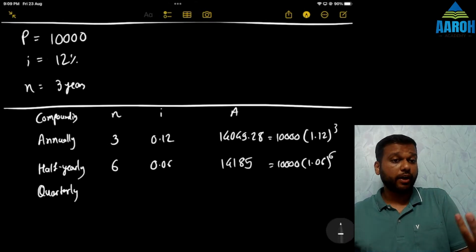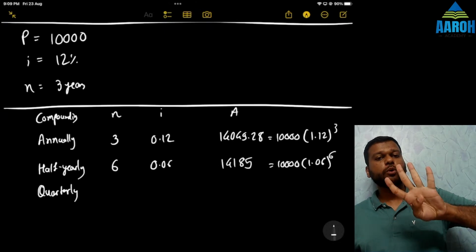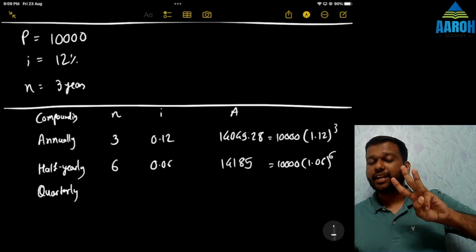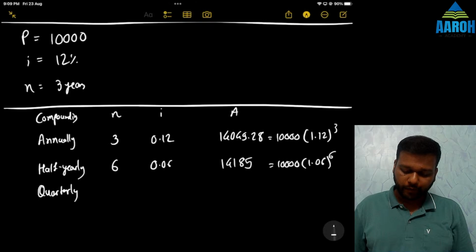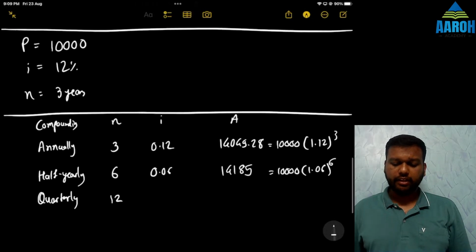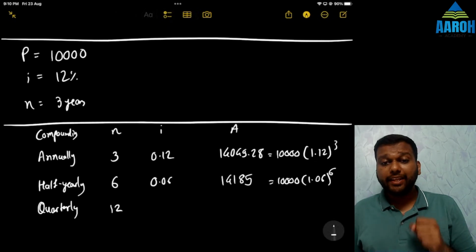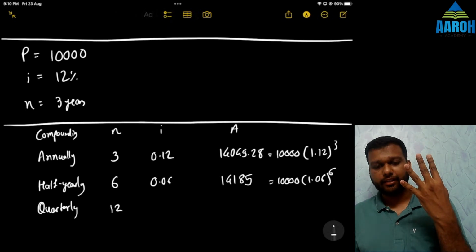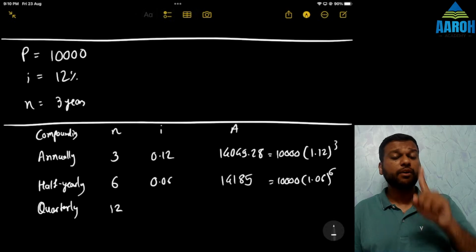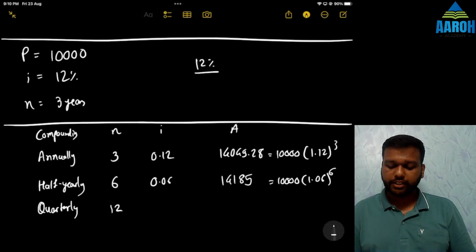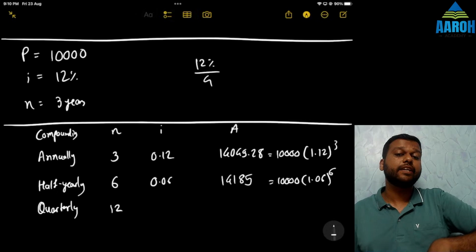So n has to be the number of quarters. In 1 year there are 4 quarters, so in 3 years, can I say there will be 3 into 4, 12 quarters, right? And now we'll calculate the quarterly interest rate also. In 1 year there are 4 quarters, so 12% is for 1 year, right? So we'll just divide it by 4 to get the quarterly interest rate.